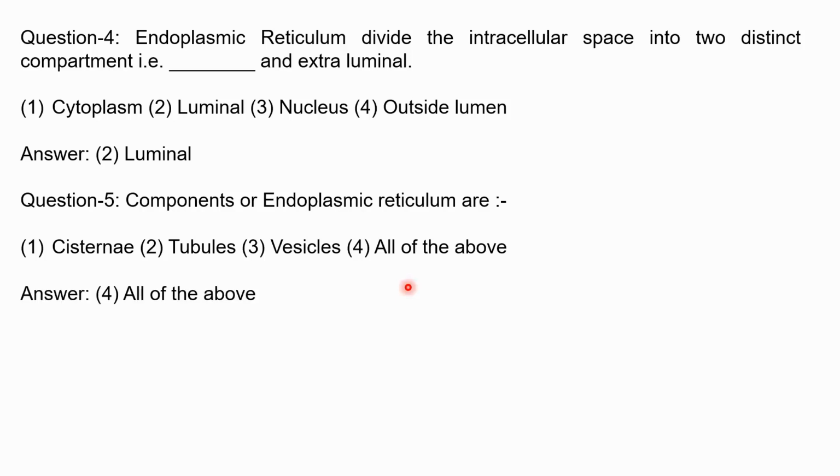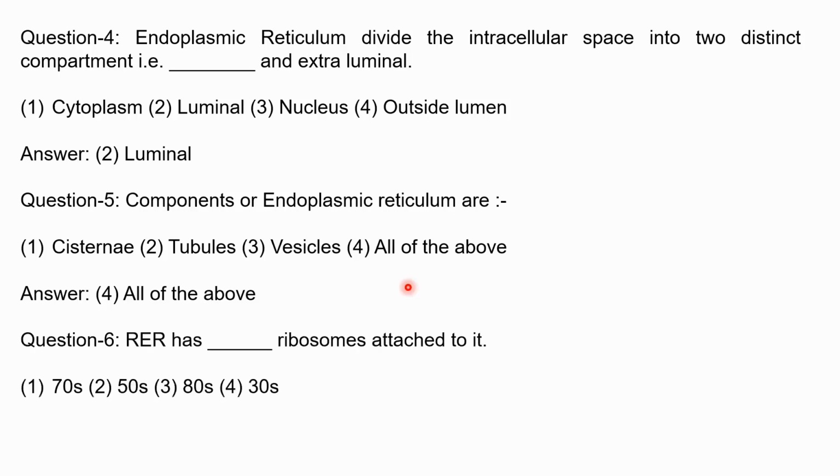Cisternae, I am repeating it again for a quick revision. Cisternae are sac-like structures that stack above each other. Tubules are branched cylinder tube-like structures, while vesicles are oval membrane-bound structures. So all of these three components are present in the endoplasmic reticulum.